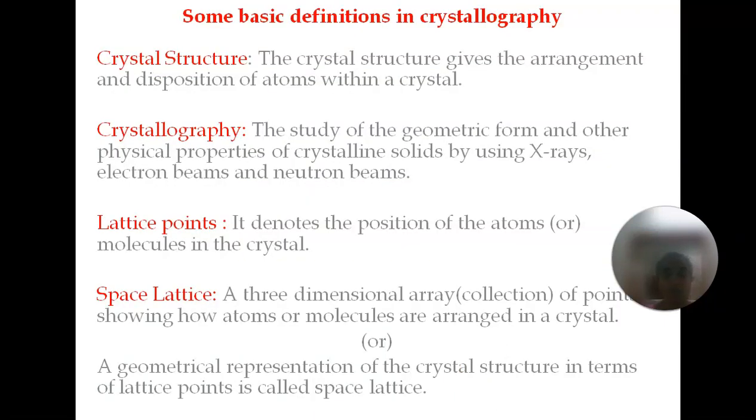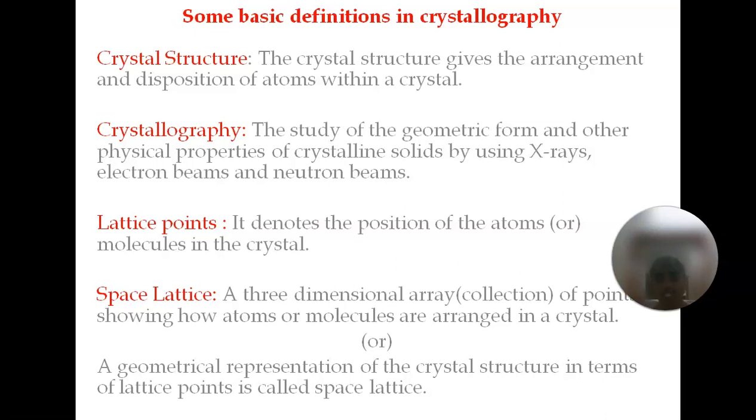Now we can see about the basic definitions in crystallography. First one is crystal structure. This is nothing but the arrangement and disposition of atoms within a crystal. The study of these arrangements is called crystallography. In what way can we study these arrangements of crystals? By using X-rays, electron beams and neutron beams, we can study the crystal structure. And the study of crystal structure is called crystallography.